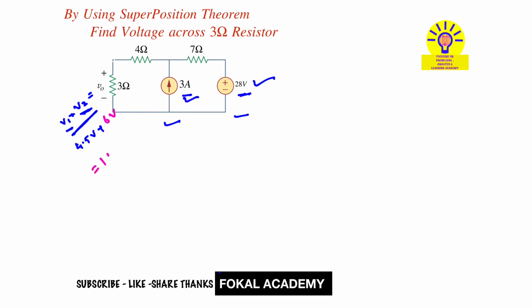Totally we got a 10.5 volt drop taking place across the 3 ohm resistor. This voltage was contributed by the 3 ampere source and the 28 volt source. So the total voltage drop is 10.5 volts, and this is the required answer for the given problem. And this is the process of simplification.